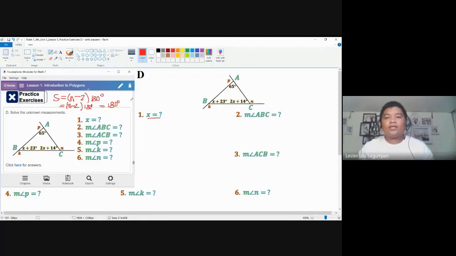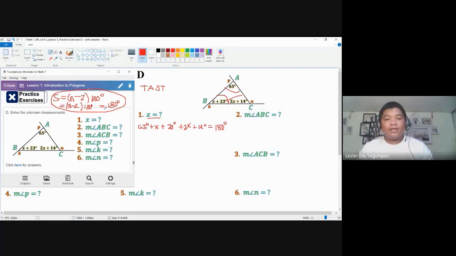Aside from this process, we have a theorem in our module, the triangle angle sum theorem. This theorem states that the sum of the interior angles of a triangle is 180 degrees. So either way, they both mean the same thing: the sum of these three angles should be 180 degrees. To solve for x, we simply use that. The sum of 65 degrees, x plus 23 degrees, and 2x plus 14 degrees should be equal to 180 degrees. This is made possible by the triangle angle sum theorem, or the solution earlier, both of which tell us that the sum of these three angles should be 180 degrees.